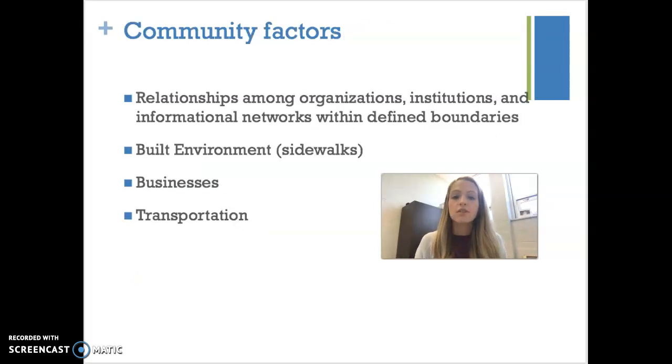Community factors. This is the relationships among organizations, institutions, and informational networks with defined boundaries. So we can think about our built environment, thinking about sidewalks. Are there enough crosswalks that are safe for individuals to feel comfortable walking in their community? Are there bike lanes so that individuals feel safe and comfortable and able to ride their bike safely on the road? Businesses, transportation, all of these things are built into our community that will either promote or discourage following these healthy behavior changes.